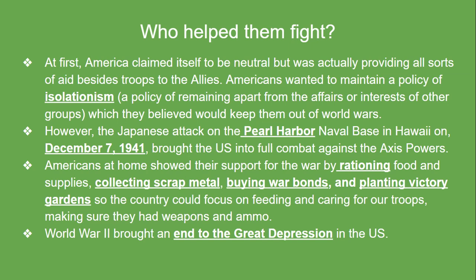Americans at home showed their support for the war by rationing food and supplies, collecting scrap metal, buying war bonds, and planting victory gardens so the country could focus on feeding and caring for our troops, making sure they had weapons and ammo. World War II also brought an end to the Great Depression in the United States. That was one of the ways that World War II had an impact on the U.S. The government was so busy ratcheting up the economy for war production that it put Americans back to work.